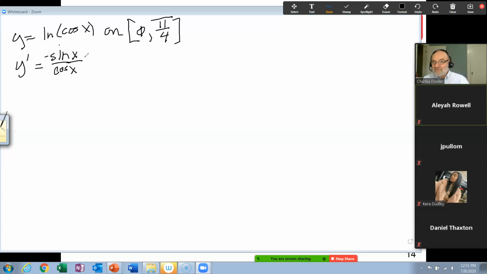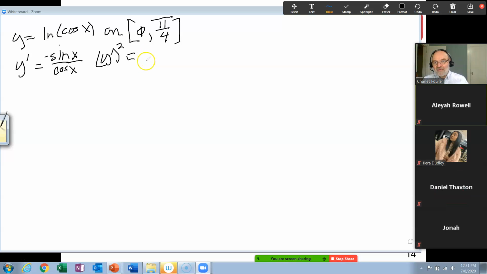Okay, we're not going to stay there. We're going to square it. So that derivative squared is, and by the way, sine over cosine is tangent. So that's a negative tangent. So this would be tangent squared, because it doesn't matter about the negative part. This is going to be tangent squared x. Okay? Now, what's the next thing we're going to do to it? Add a 1 to it.